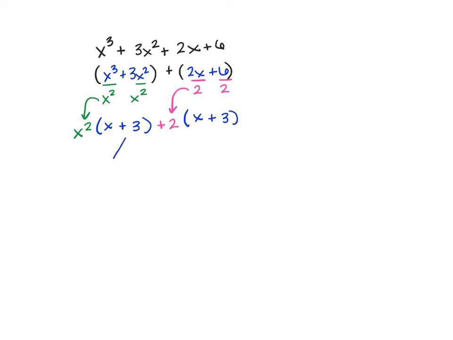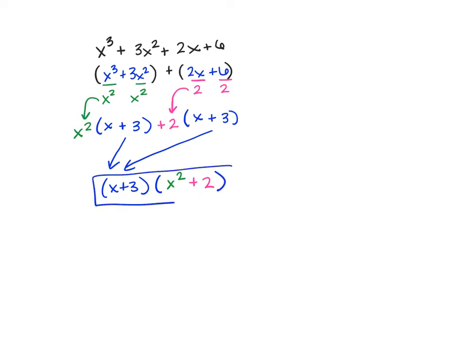So now we have a common factor of x plus 3. And then our other factor is going to be made up of the x squared and the 2 that we factored out from each of those groups. So this is your final answer.